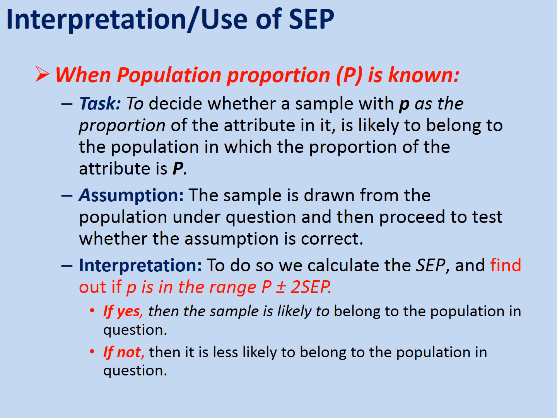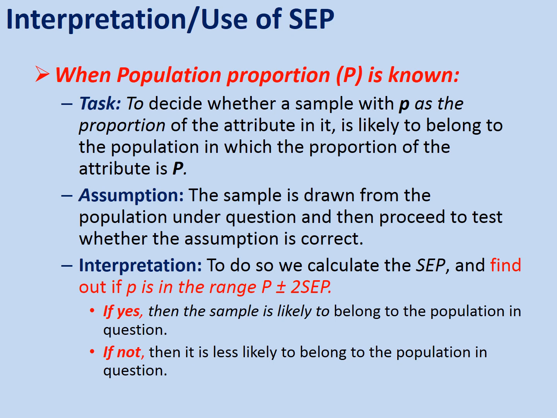Now you have to check whether your sample proportion, the proportion of persons with hypertension in your sample of 200 persons, is lying in the range of capital P plus or minus 2 SEP. If that value is lying in that range, that means the sample is likely to belong to the population in question. If that sample p does not lie within capital P plus or minus 2 SEP, that means that particular sample is less likely to belong to the population in question.